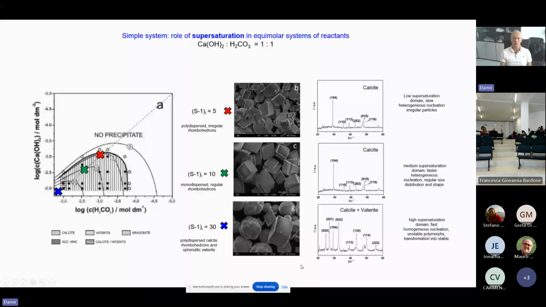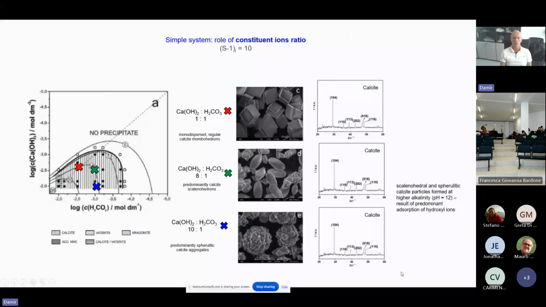So besides supersaturation, we also tried to analyze how the constituent ion ratio, so the ratio between calcium hydroxide and carbonic acid, changes the properties of the precipitate. For that purpose, we selected this middle range, medium supersaturation, and we selected supersaturation 10. This is this isogone 10. So in this red point, in this place, we have equimolar ratio.